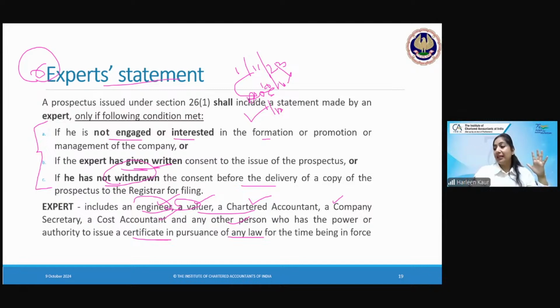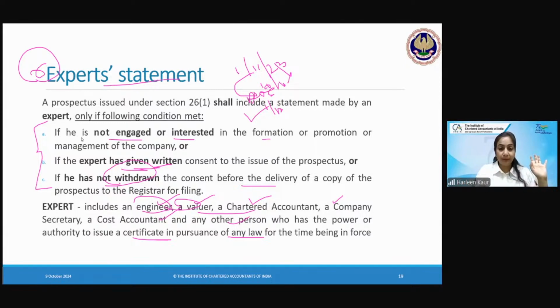So what things do you have to remember in case of an expert statement? Number one, who is an expert? An expert is a valuer, engineer, CS who has the power to issue a certificate under any law for the time being in force. This expert has given his written consent and has not withdrawn his consent before the copy has been given to the ROC. Then only can you include this. What is this expert trying to tell you? The expert is saying that I give the consent that this prospectus has been issued and it complies with all the provisions of the Act. This kind of certification you have taken from the expert. The expert should not be engaged in the formation of the company. He has given you a written consent and this written consent is not withdrawn. These are the three things to be fulfilled. Then you can include the expert statement in the prospectus.